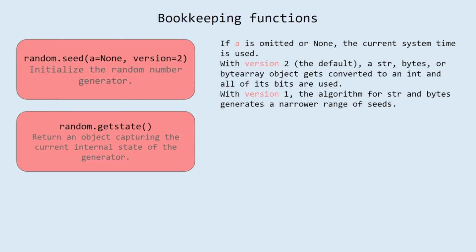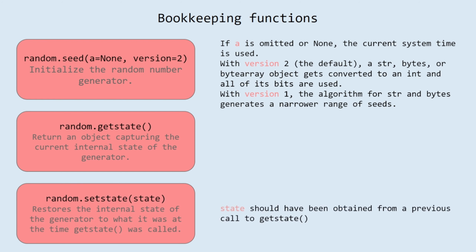getstate, return an object capturing the current internal state of the generator. setstate, restores the internal state of the generator to what it was at the time getstate was called. State should have been obtained from a previous call to getstate.